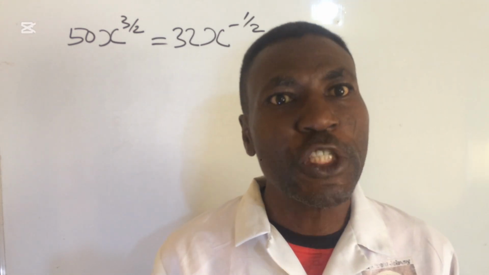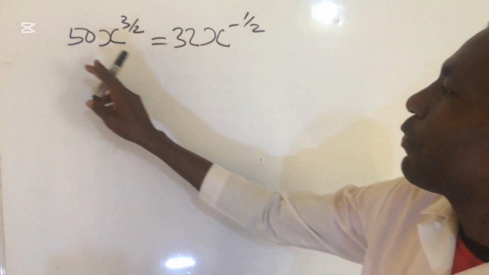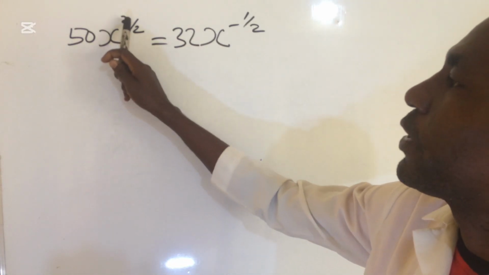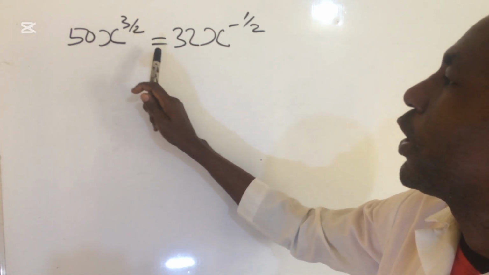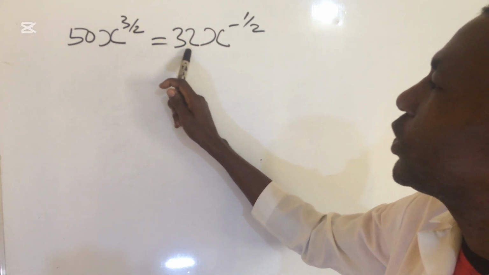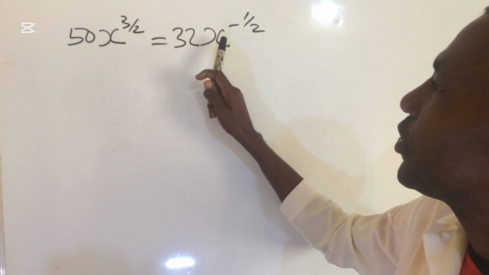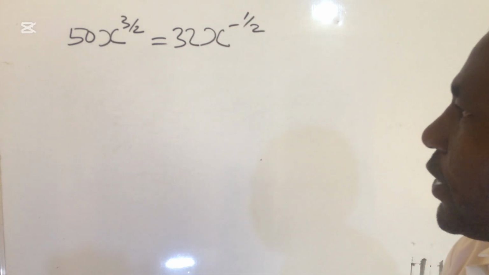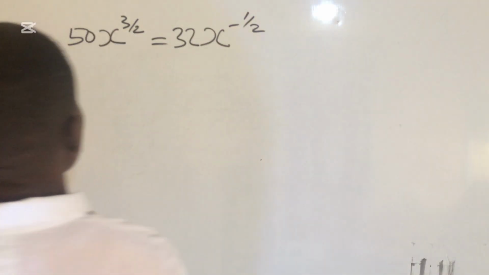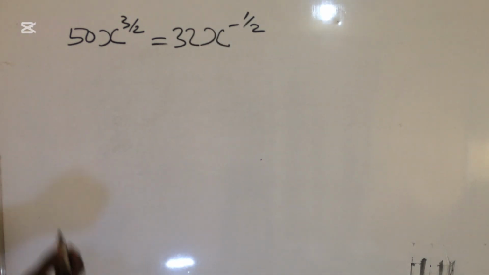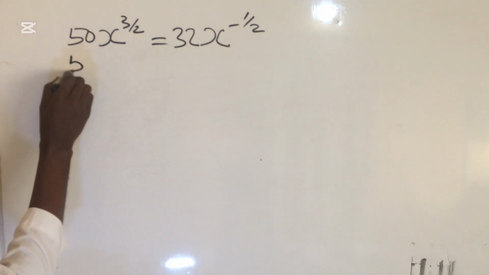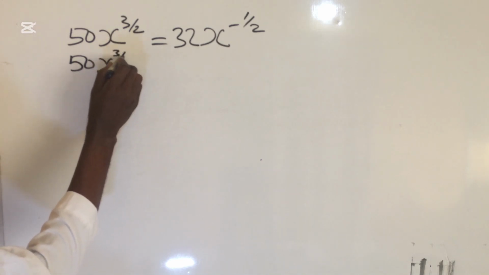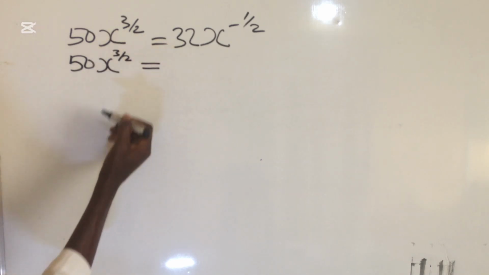The question on board says 50x raised to the power 3 over 2 equals 32x raised to the power minus 1 over 2. Let's solve. Now, we have 50x raised to the power 3 over 2 equals.